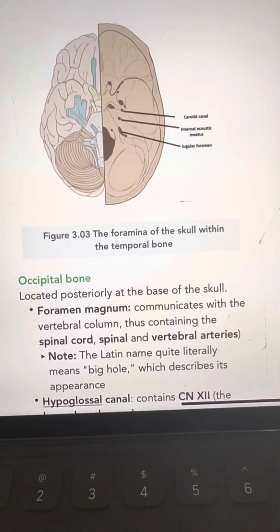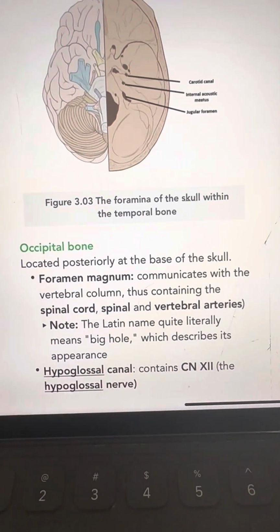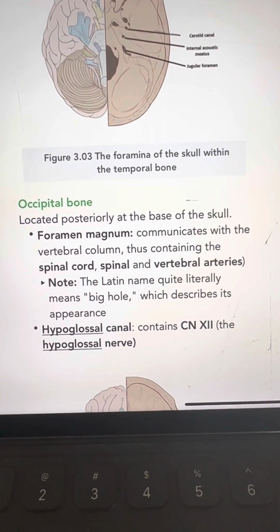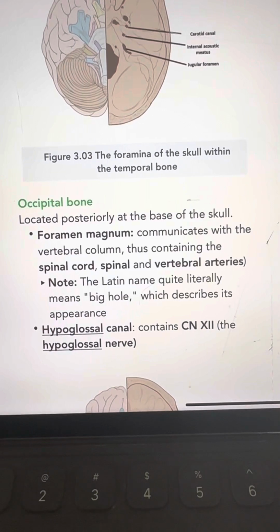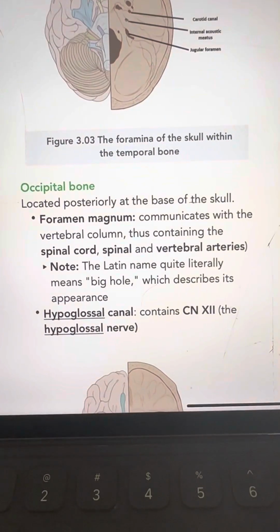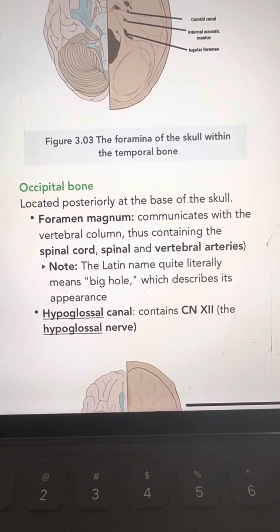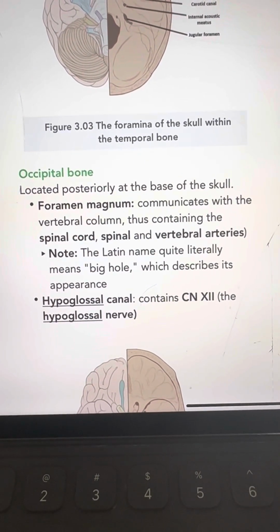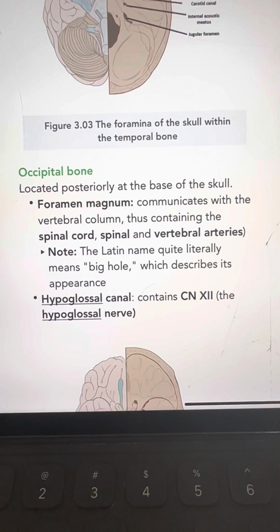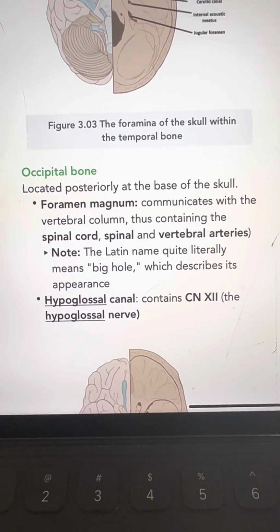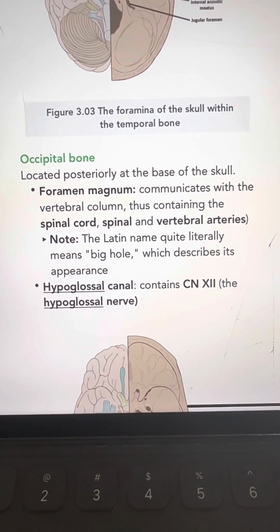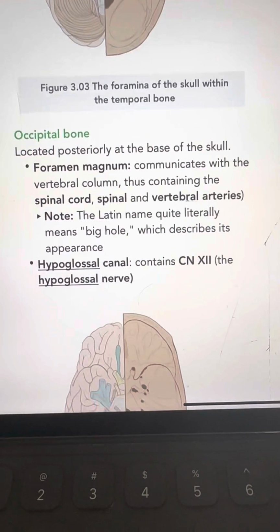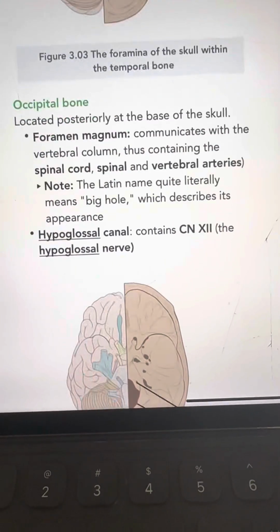Occipital bone, located posteriorly at the base of the skull. Foramen magnum communicates with the vertebral column, thus containing the spinal cord, spinal and vertebral arteries. Its Latin name quite literally means big hole, which describes its appearance. Hypoglossal canal contains CN12, the hypoglossal nerve.